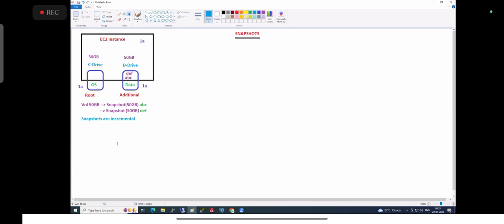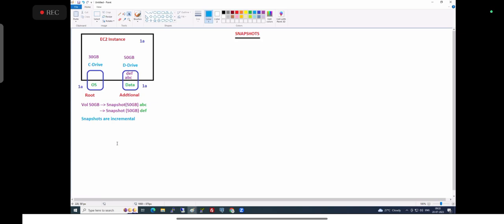Snapshots are incremental. Yes, automatically. So you have data called ABC, you take a snapshot, and you update the data with DF. You know the volume is updated because you are writing on it. You take another snapshot, and automatically the data will be there. You can take multiple snapshots like this. There is no manual intervention.